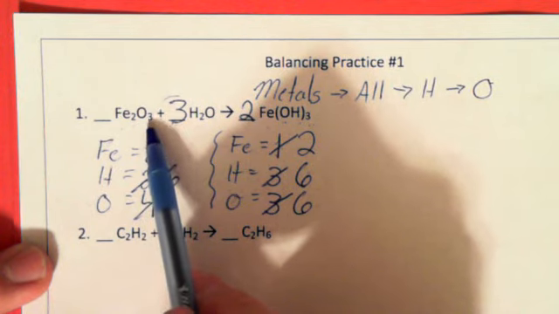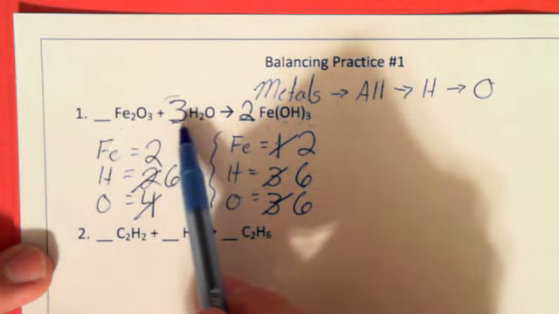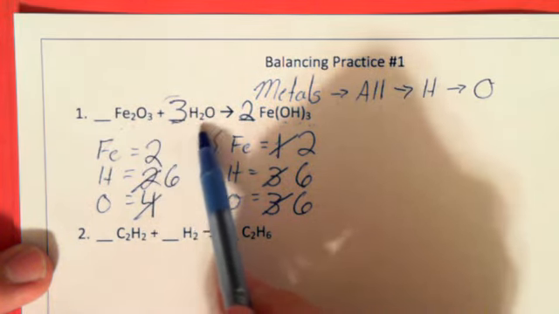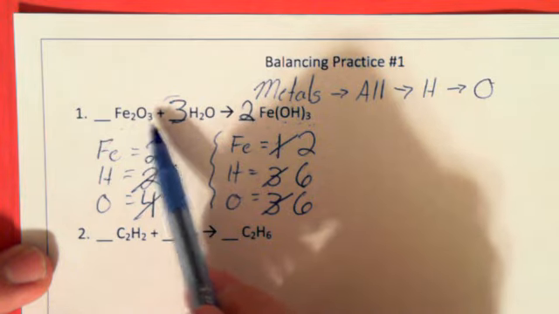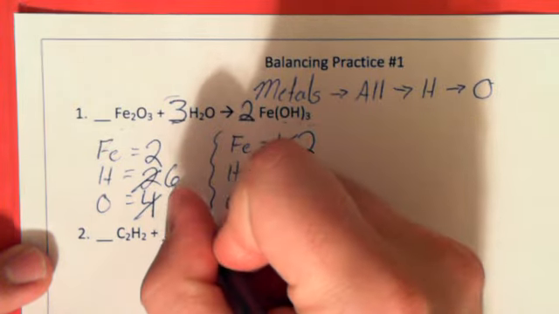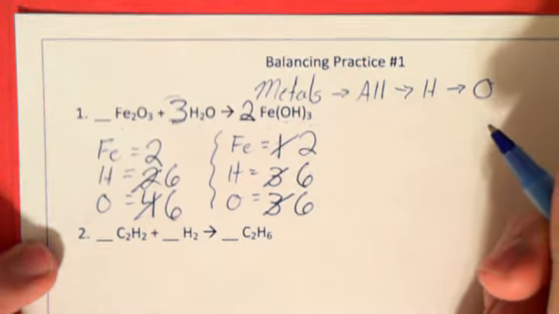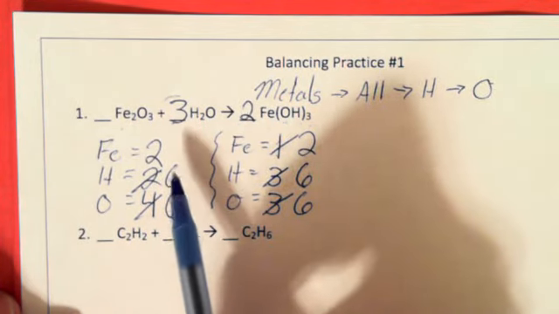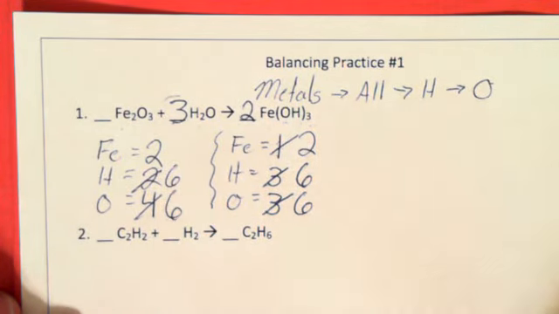You still have 3 of them sitting right here. And then if you look over here, you have 3 more sitting right there. So 3 here, 3 more, for a total of 6. And if you take a look, your equation is now balanced. 2, 2, 6, 6, 6, 6.